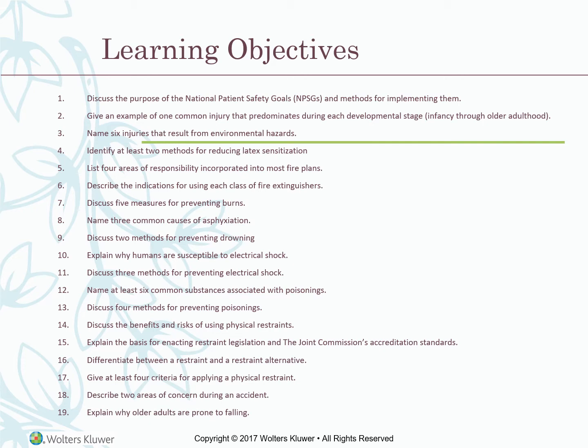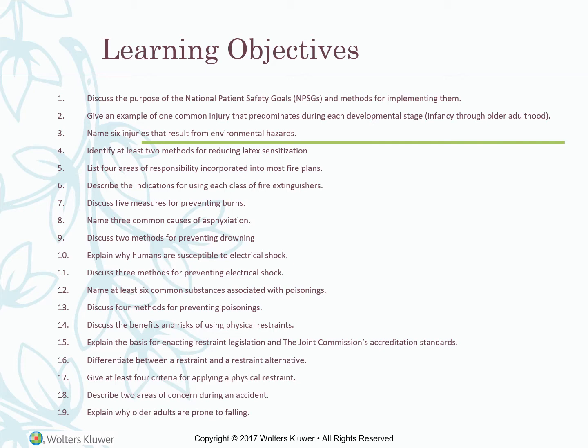Explain why humans are susceptible to electrical shock. Discuss 3 methods for preventing electrical shock. Name at least 6 common substances associated with poisonings. Discuss 4 methods for preventing poisonings. Discuss the benefits and risks of using physical restraints.